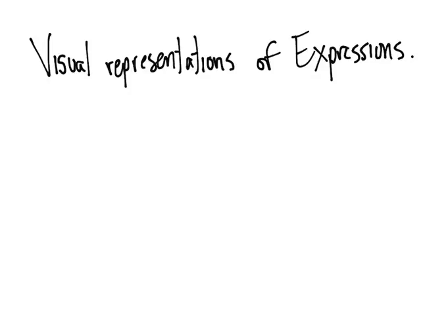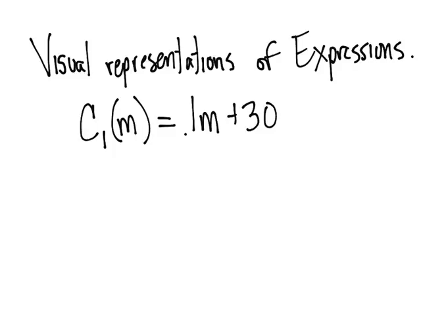For today's lesson, we're going to look at some visual representations of expressions. When we worked on our anchor problem, our cell phone problem that is, we talked about several different ways to represent problems. In the case of our anchor problem, we had our cell phone plans, which were represented by an actual equation. For example, plan number 1 was represented as the cost of plan 1 in relation to the number of messages was equal to 0.1m plus 30.